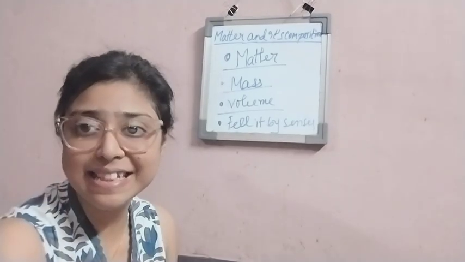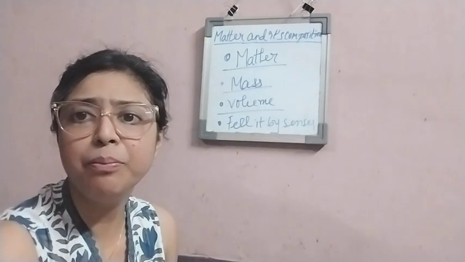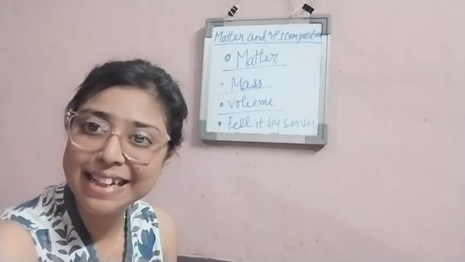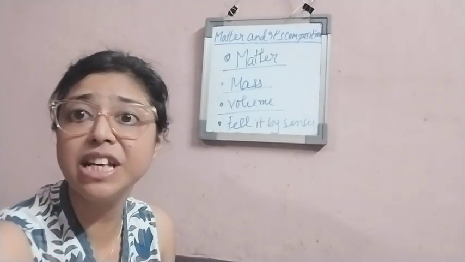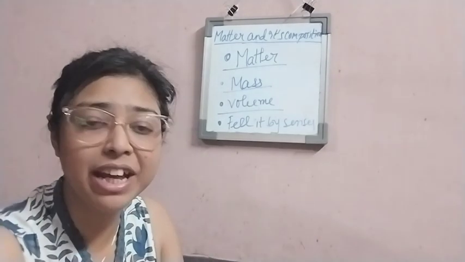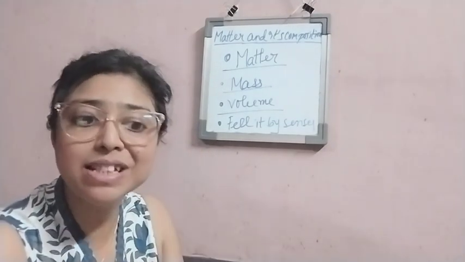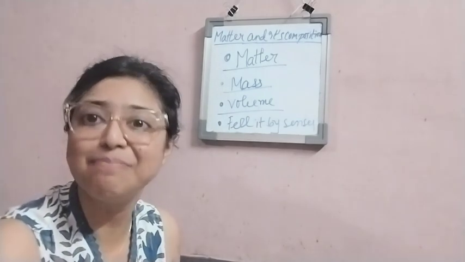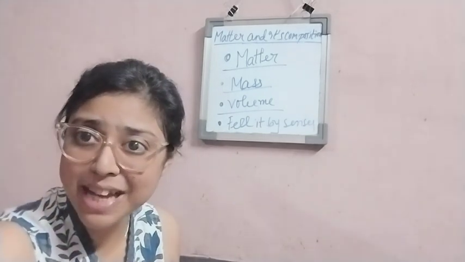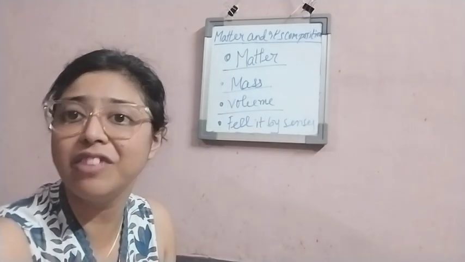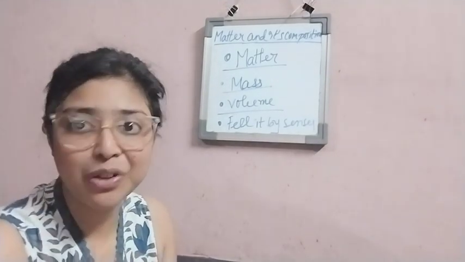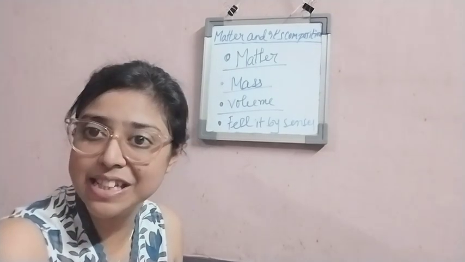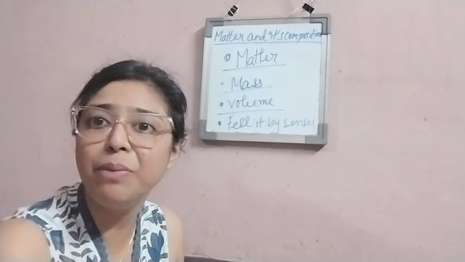Let me take an example. If you keep a book on a table, it occupies some space, and it has some mass, because if you try to push it away, you need to apply force to push the book away. So it has mass, it occupies some space, and also we can feel it by our senses, means we can touch it, we can move it. So book is an example of matter.